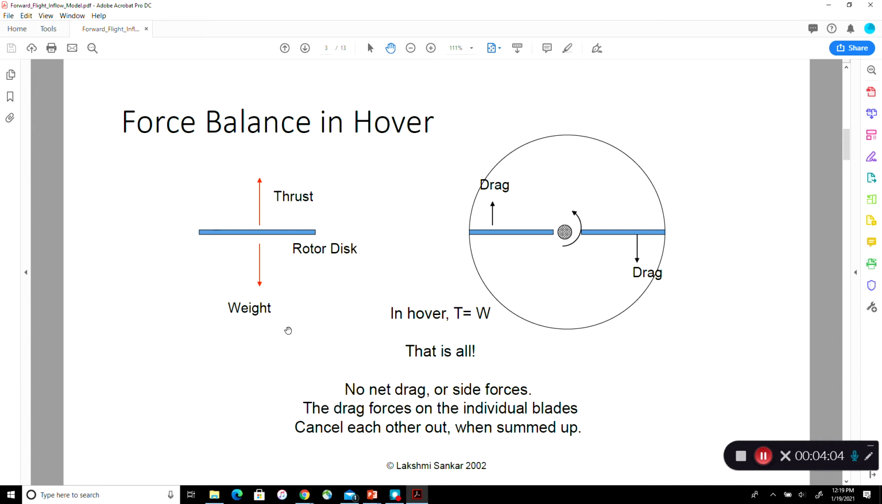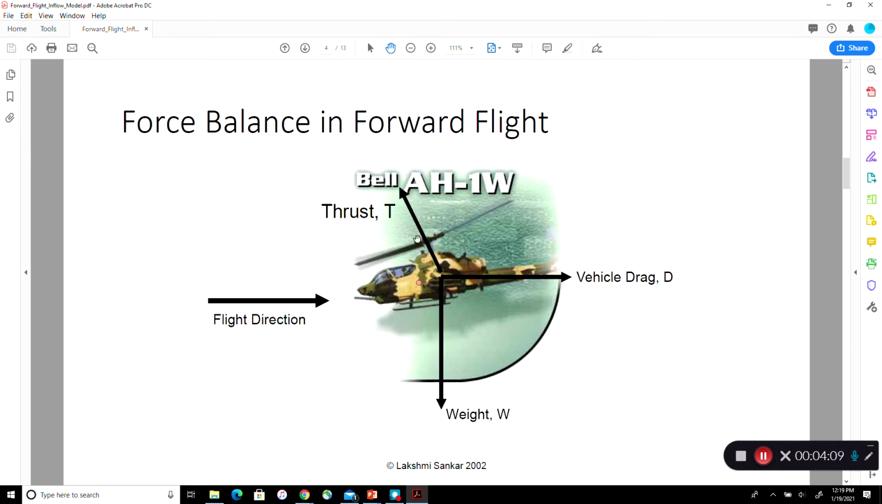Unfortunately, in forward flight, things change. The rotor has to produce not only the thrust, but also enough force to overcome the vehicle drag. When we talk about vehicle drag, we are talking about the fuselage, the landing gear, and the empennage. These are all non-rotating components that don't produce any lift, so you could think of it as a parasite drag, and also the hub.